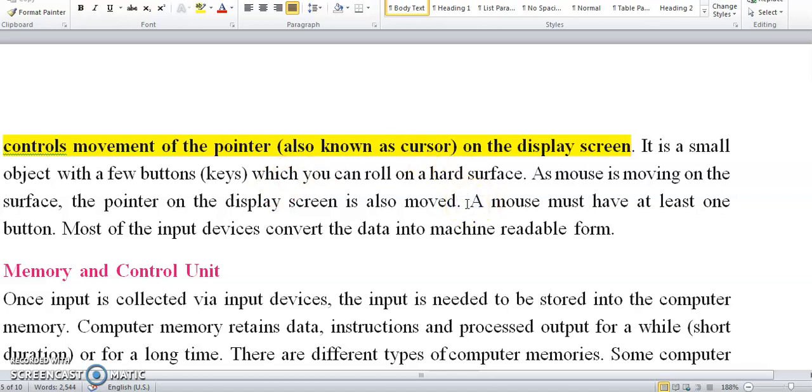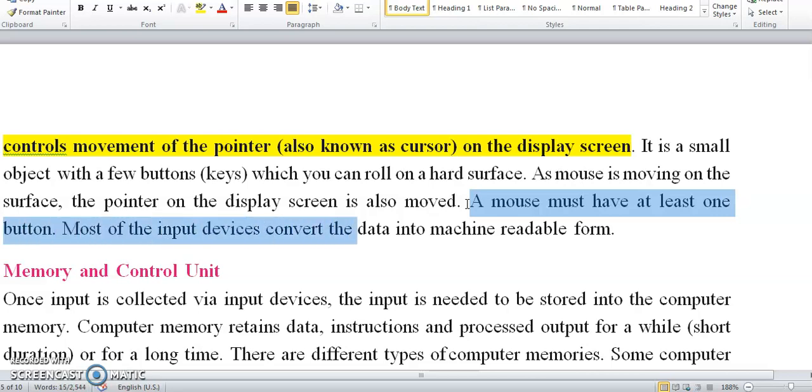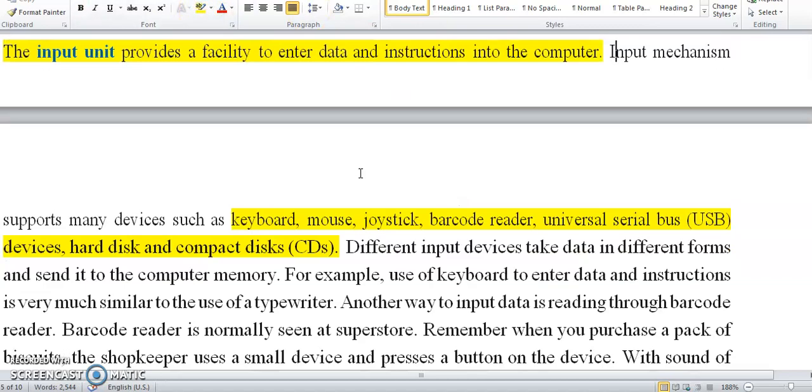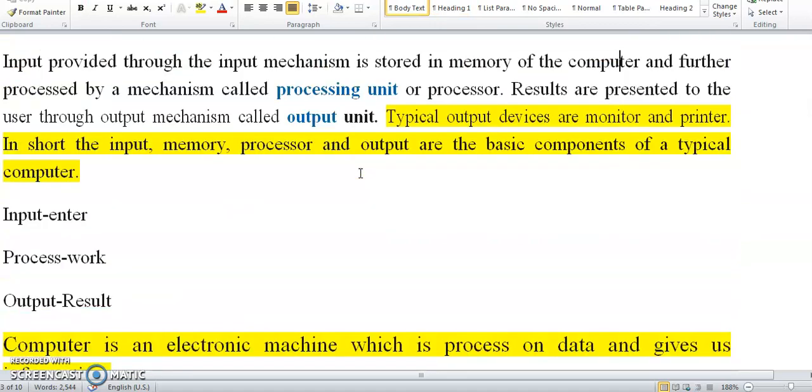In the same way, the mouse is called a pointer or a cursor. A mouse must have at least one button. Most input devices convert the data into machine readable form. I think you are aware of the mouse: left button, right button and center button. This is a simple three-word definition. Input: with the help of input we can enter the data.